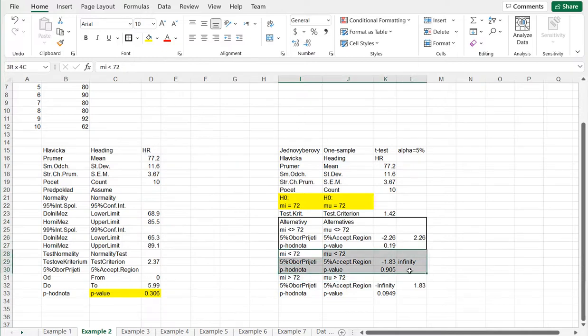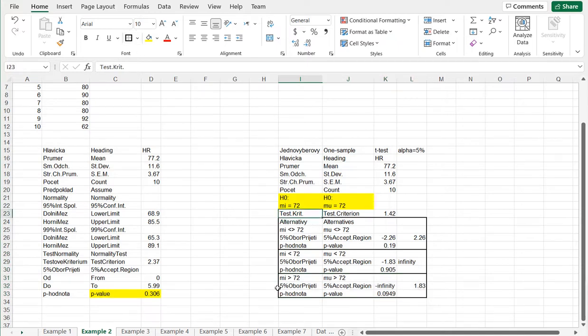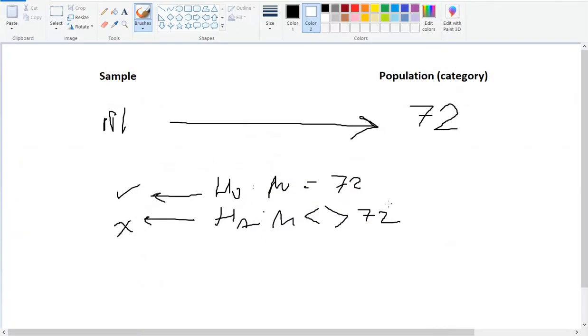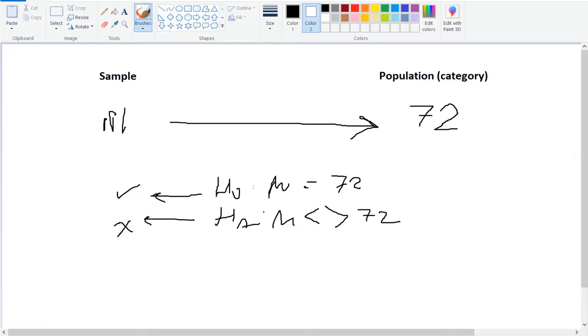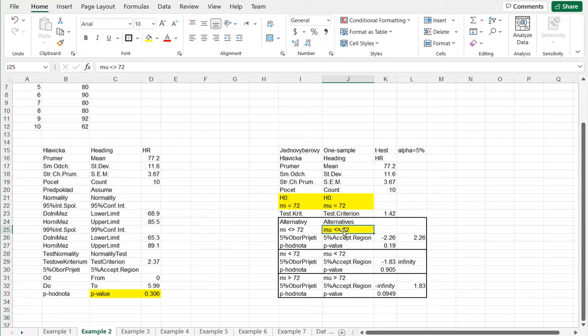This area, or this area over here. So there are three places we can look at according to what the question is. They asked us, is it from the population 72? So it's like asking, is it or is it not? This is what our alternative is, as we have already written. We've already prepared this over here. This is what our alternative looks like.